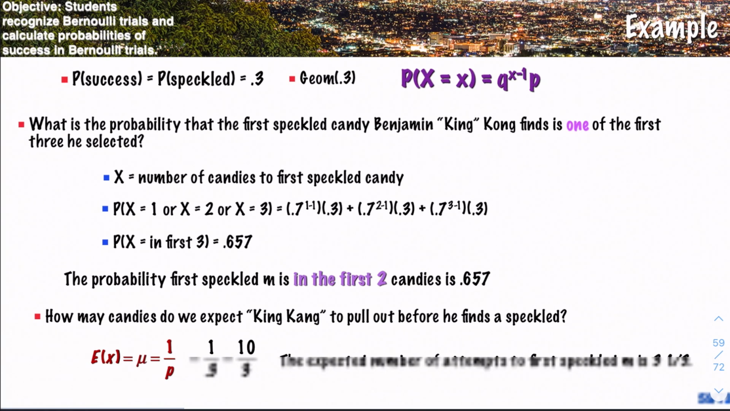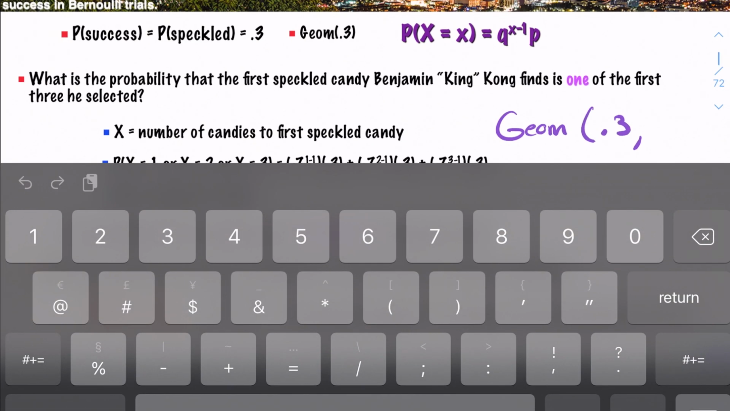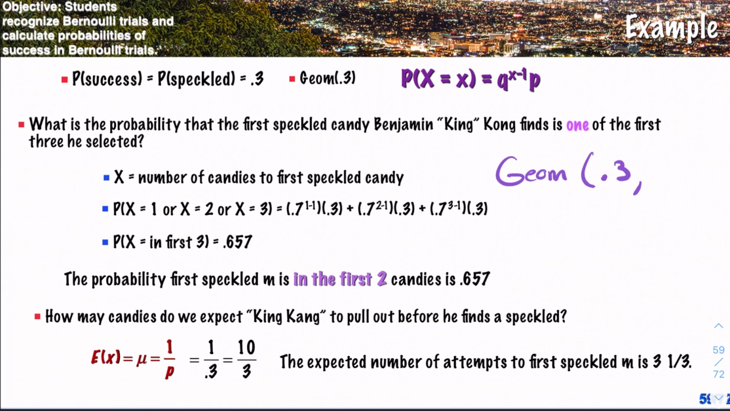So the bag has to be sufficiently large to do this. So what's the probability that the first speckled candy that Benjamin King Kong finds is one of the first 3 he selected? Well, that would be geometric, and we have 0.3. If we want, we can do that on our calculator. We're going to get 0.657.